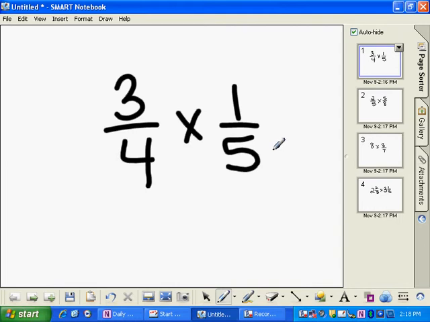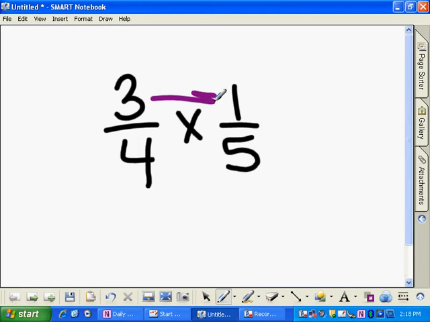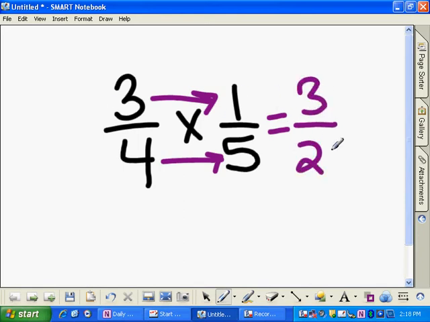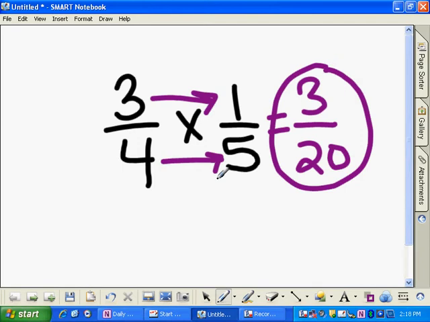And so 3/4 times 1/5, the rule is you multiply numerator times numerator and denominator times denominator. And you are going to simplify when you're finished, okay? So 3 times 1 is 3, 4 times 5 is 20, so the answer is 3/20.